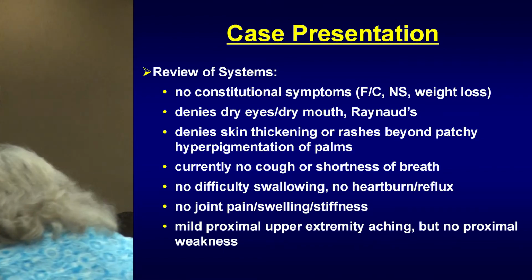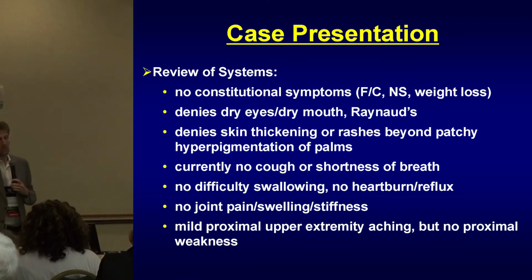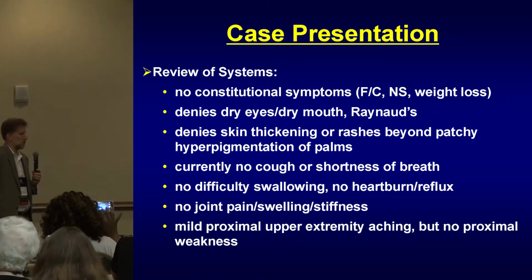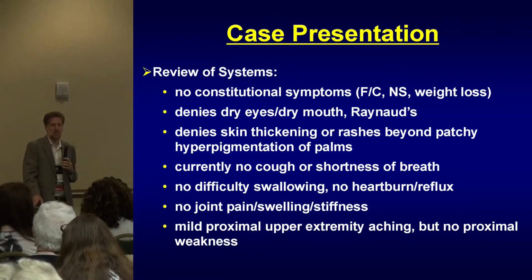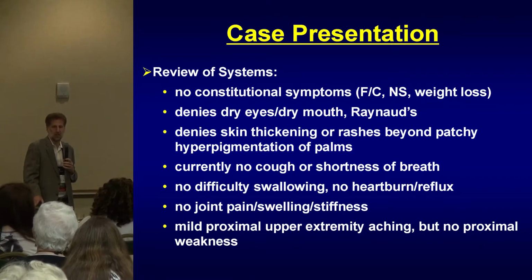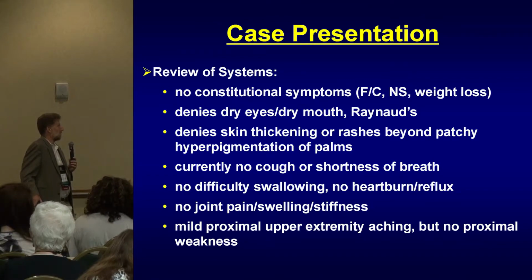We know that myositis certainly is a systemic disease. It's not just a disease of muscle, it's not just a disease of lungs. So when we see patients, we of course want to know what's going on everywhere else. We'd like to think that we're dealing with the whole person and not just an organ. And really, it's fairly unremarkable.